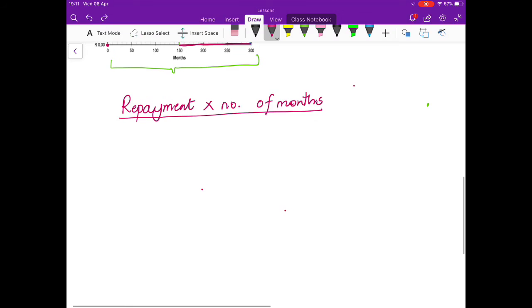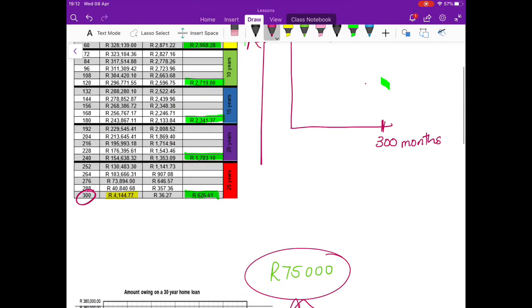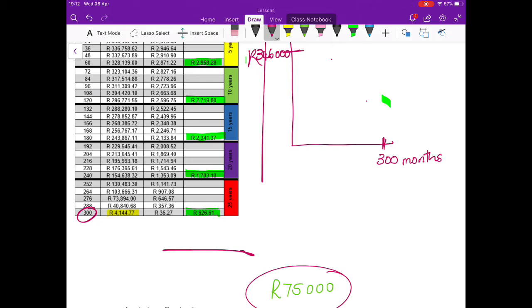I don't have it there, but I'll tell you now. We were paying 3,270 Rand and 96 cents. And if we multiplied that by 300 months, that gave us a value. The real cost of the loan was 981,288 Rand.